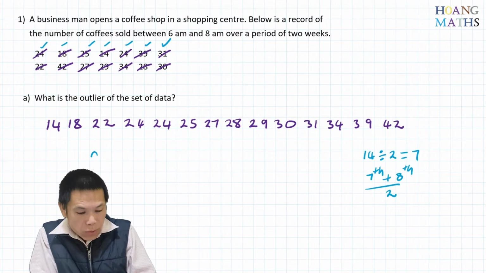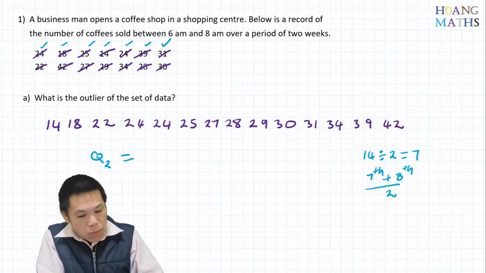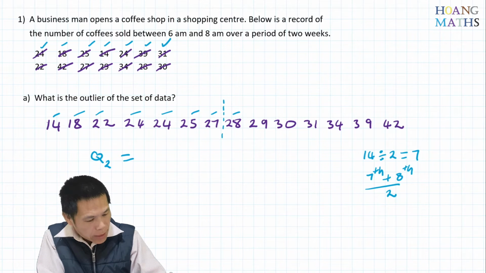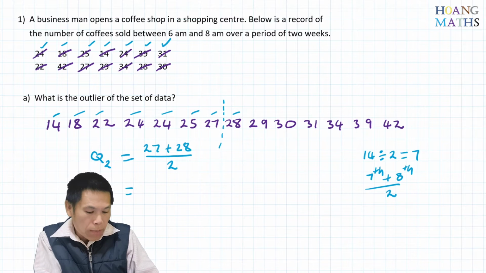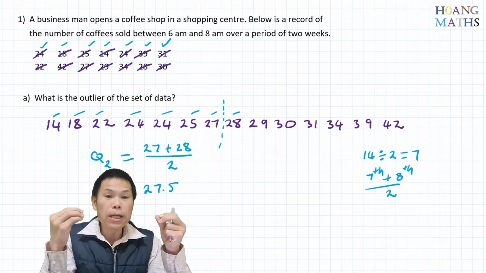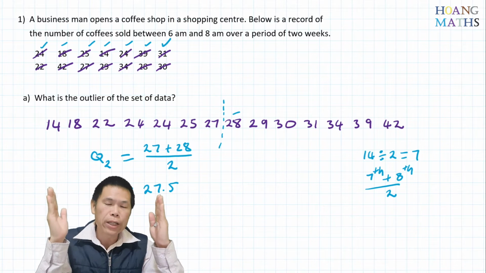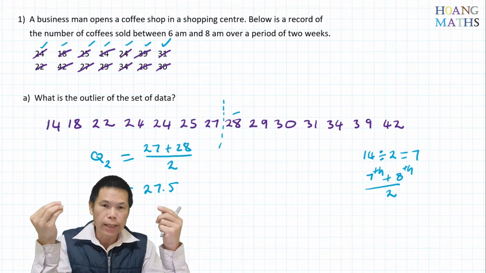So Q2, the median, is equal to, so I go 1, 2, 3, 4, 5, 6, 7, 8. So halfway between here. So therefore, the median equals 27 plus 28, and then I divide this by 2. So that will give me 27.5. That is the median. To work out Q1 and Q3, we use the same process.